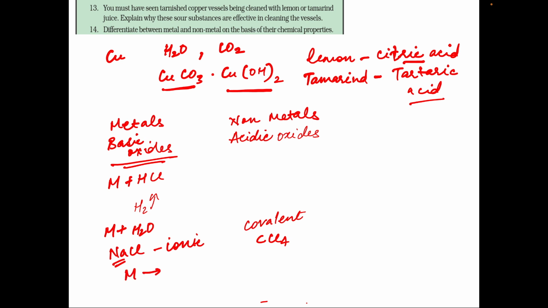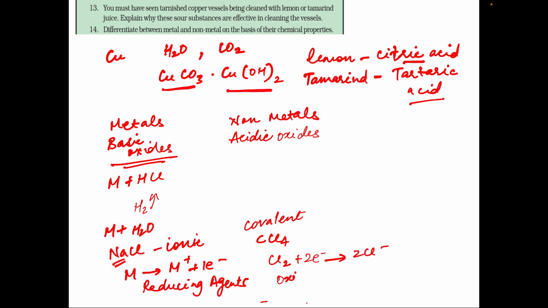Metals lose electrons to form positive ions, and non-metals gain electrons to form negative ions. So metals lose electrons and have a tendency to form positive ions, means they act as reducing agents. Whereas non-metals like chlorine have a tendency to accept electrons and form negative ions, so they act as oxidizing agents. So these are some of the differences between metals and non-metals on the basis of their chemical properties.